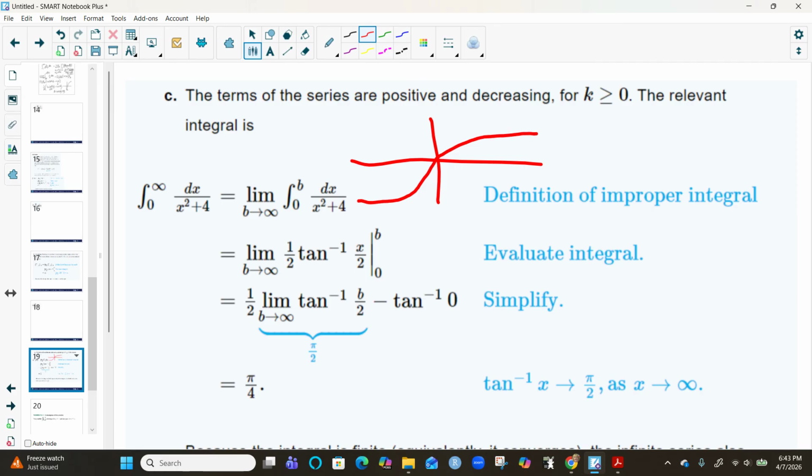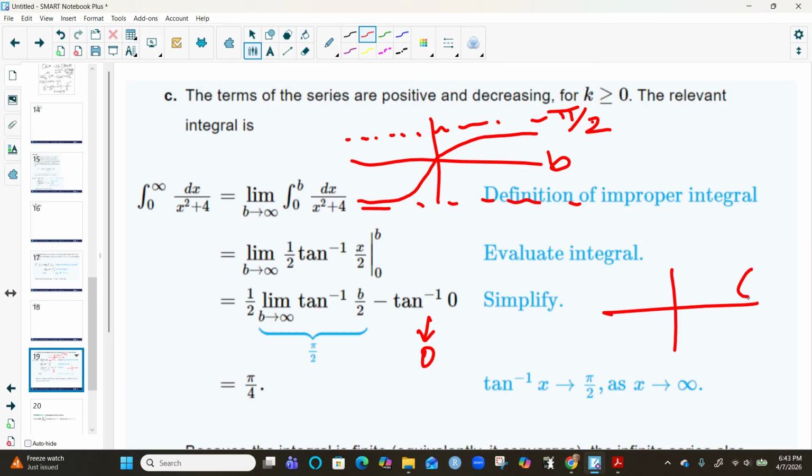And so if this is my b, and my b gets really, really big, even if it's divided by 2, this has asymptotes at pi over 2 and negative pi over 2. So this is going to approach pi over 2 for this first part. Now, tangent inverse of 0 is just 0, because at that point on the unit circle, tangent is 0.